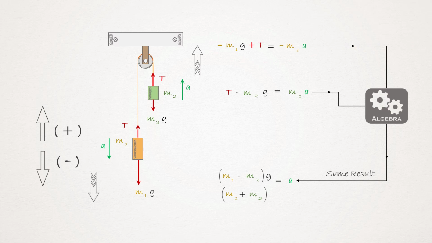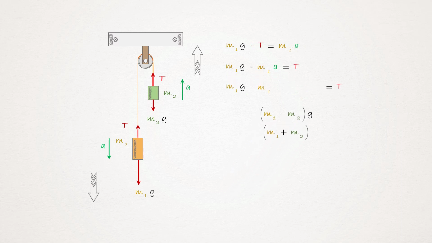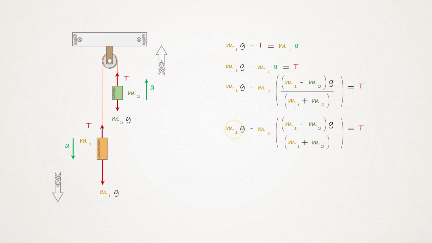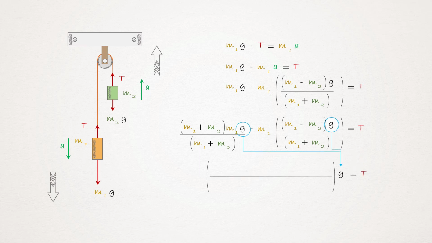One does not need to stop there. You can replace that acceleration into any of the original equations to find out what the tension is. Okay, think you've got it? Let's walk quickly through the steps. We can turn the first term into a fraction with the same denominator by multiplying and dividing by the same factor, M1 plus M2. This g can be factored and everything else stays inside the parentheses.